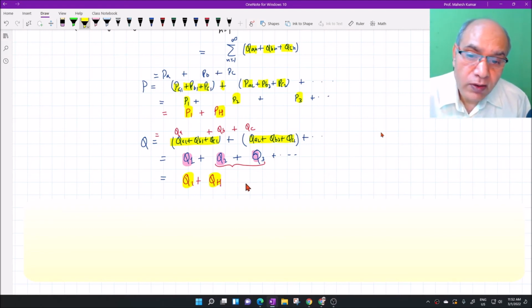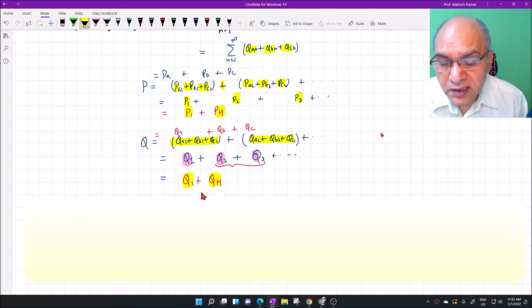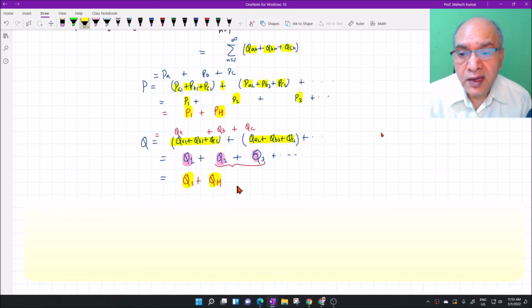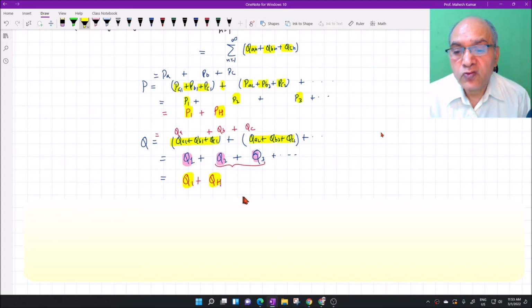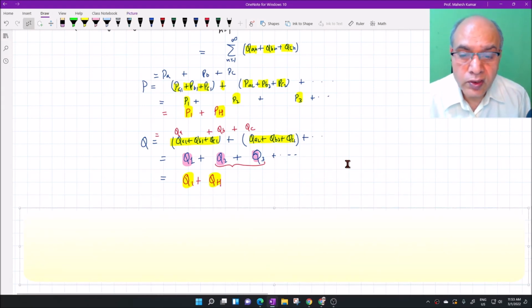So we have resolved these real and reactive powers in terms of the fundamental and harmonic components, where each includes the corresponding phase components. Now with this understanding, we can proceed further to find out the apparent power and distortion power and the power factors and so on. So that I will continue in the next class.